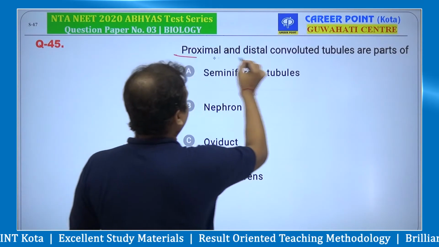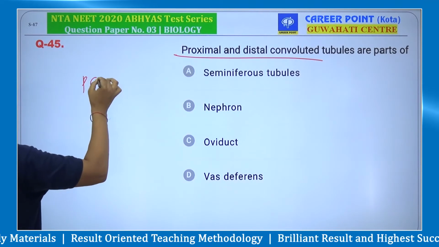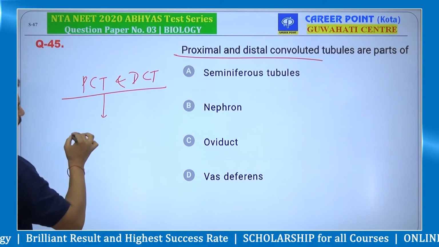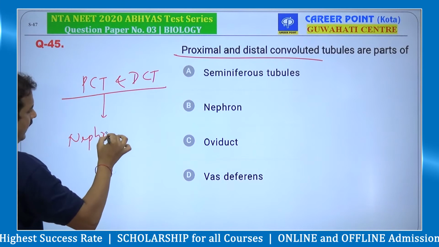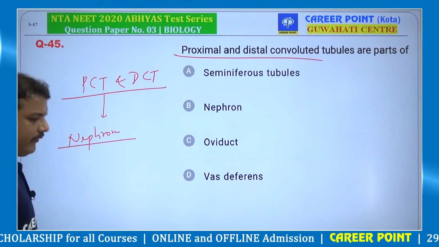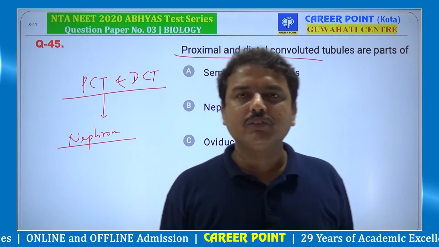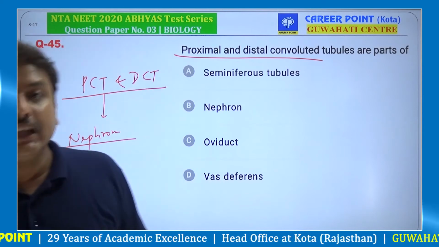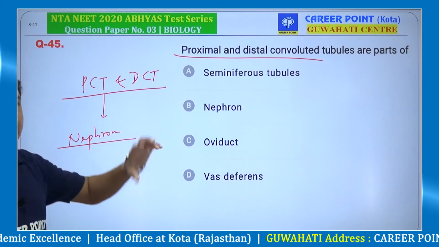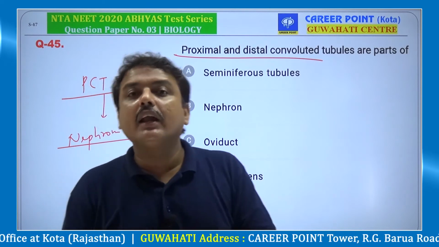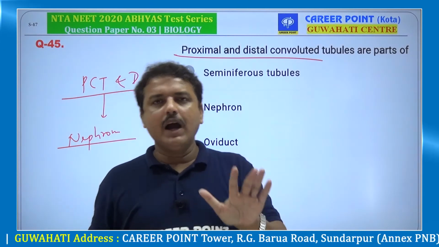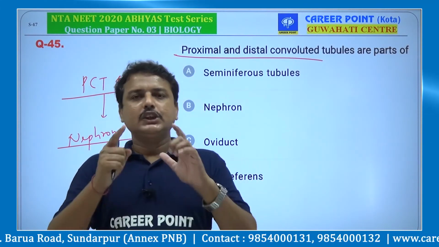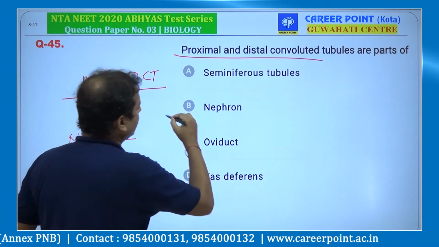Proximal and distal convoluted tubule, PCT and DCT, these are the part of nephron. So nephron has mainly two parts, as you know. Nephron is the structural and functional unit of kidney. Kidneys are made up of nephrons. Each kidney has 1 million nephrons. Clear? So that nephron has mainly two parts, glomerulus and renal tubule. So renal tubule has 5 parts: Bowman's capsule, PCT, loop of Henle, DCT and collecting tubule. So this PCT and DCT is the part of nephron.